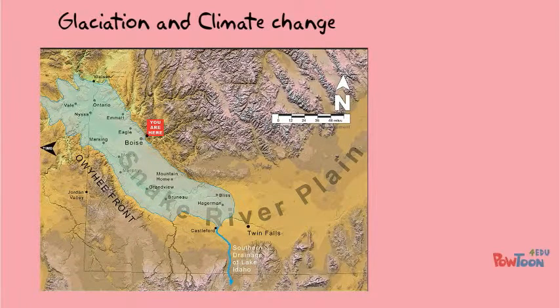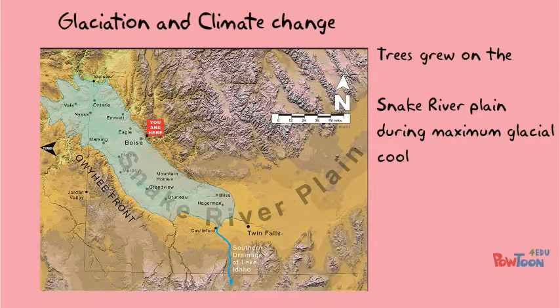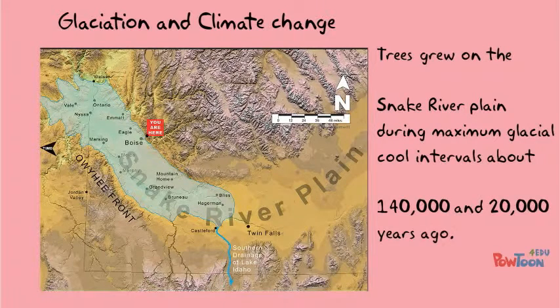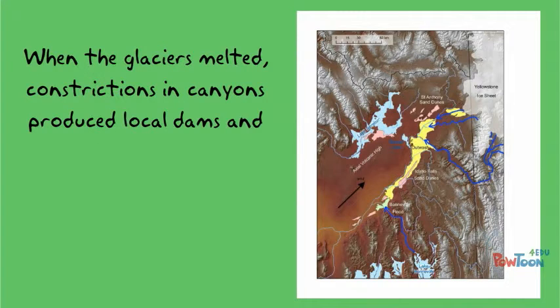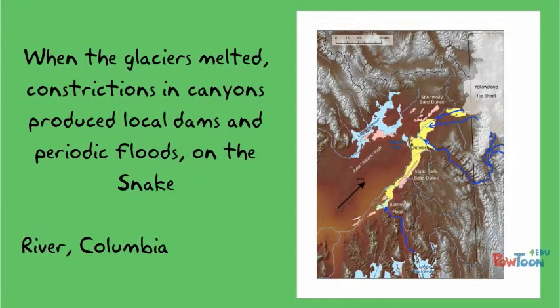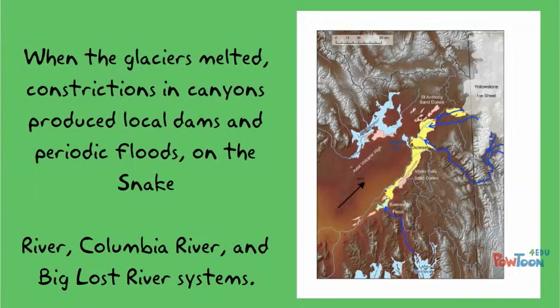In the Pleistocene, Idaho was a cooler, wetter place. Trees grew on the Snake River Plain during maximum glacial cool intervals about 140,000 and 20,000 years ago. When the glaciers melted, constrictions in the canyons produced local dams and periodic floods on the Snake River, Columbia River, and Big Lost River systems. Idaho was influenced by both climatic effects of the Rocky Mountains and Yellowstone area on the east and Pacific Northwest climate on the north and west.